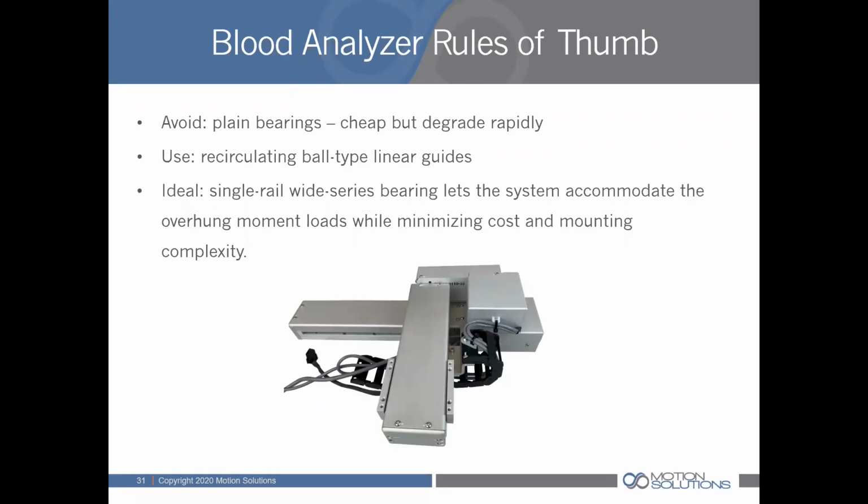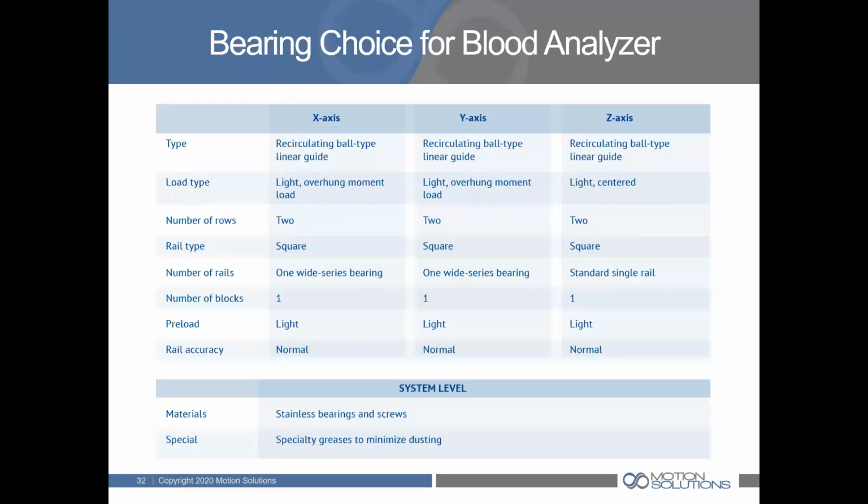So we definitely want to avoid plain bearings. We can't have any clearance. So we're using recirculating guides, and what we chose was the wide series guide that can take an overhung load with a single rail. We chose those guides in stainless steel, and we specified a light preload. So we're basically using the same guide in all 3 axes.